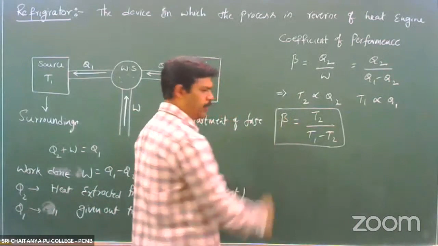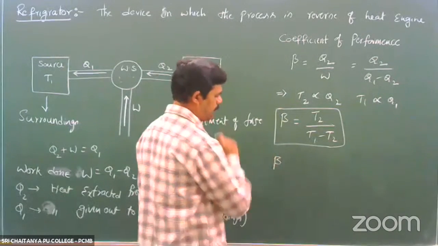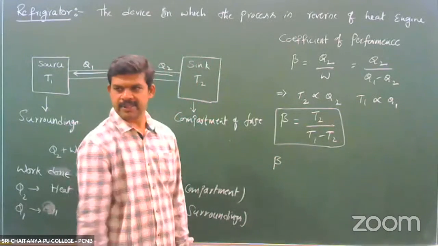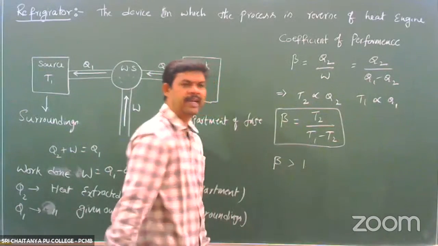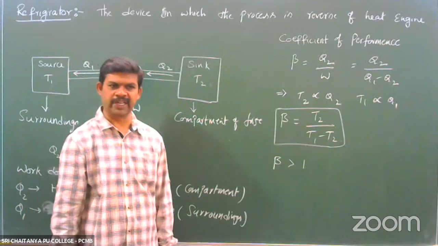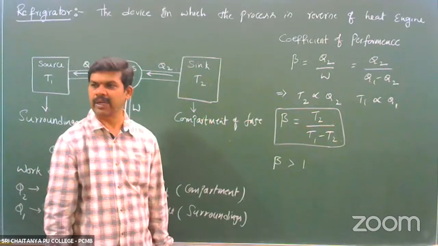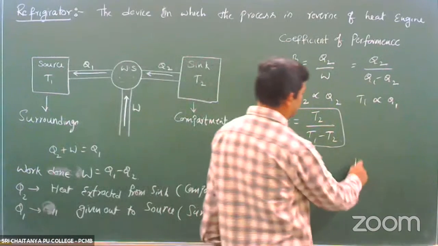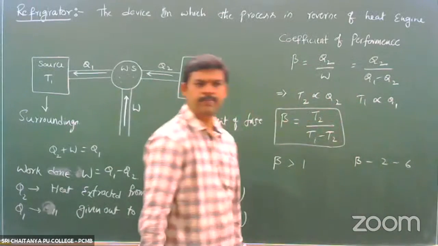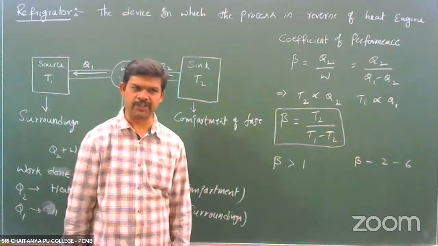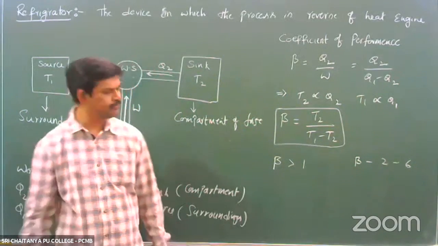See this beta value, how is it? It is always greater than 1. Beta value is always greater than 1. Quotient of performance is always greater than 1. Practically, this value lies in between 2 to 6. Practically, the beta value of any refrigerator lies in between 2 to 6 wherever T limits come.